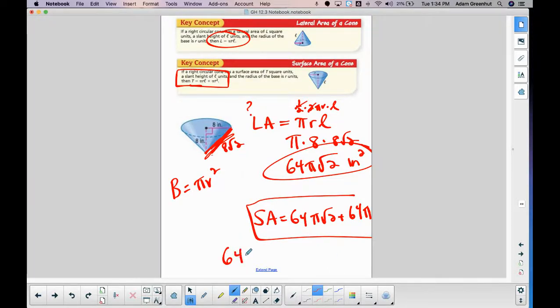Sometimes you'll see it written the other way where they'll put the root 2 at the end. You cannot combine those. They're not like terms. It's 64 pi plus 64 pi root 2 inches squared. And that's going to cover your pyramids and cones. 12-3. I hope to see you at the lab lesson.